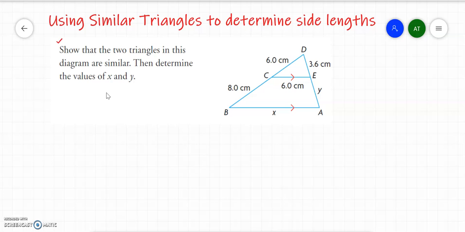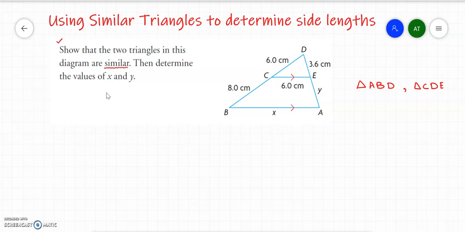Show that the two triangles in this diagram are similar and then determine the values of x and y. In this diagram we are given two triangles. The first triangle is ABD, and the second triangle is CDE. Now we have to show that these two triangles are similar. So how can we show that the triangles are similar?